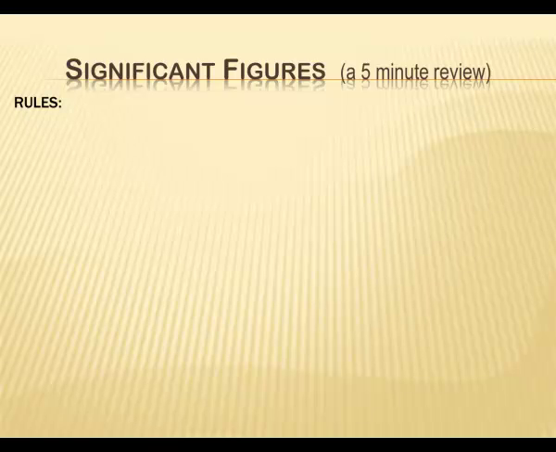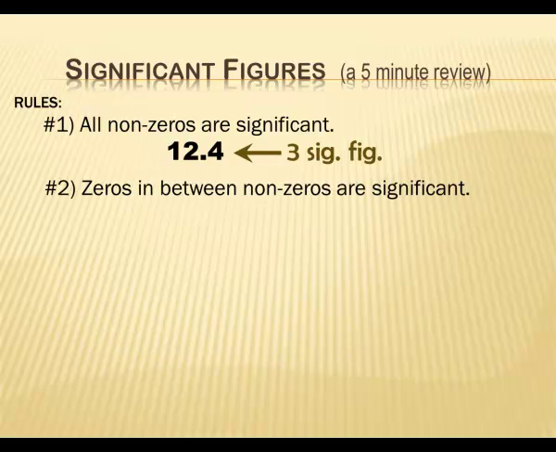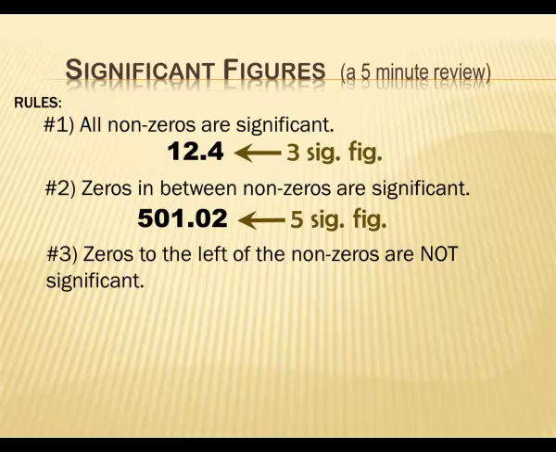The rules for significant figures are as follows. First, all non-zeros are significant. If it's not a zero, it's significant. So for example, in 12.4, all three of those are significant figures. Zeros in between non-zeros are also significant. So the zero between the 5 and the 1 and the zero between the 1 and the 2 are all significant. So 5 sig figs for 501.02. Zeros to the left of non-zeros are not significant. So for example, 0.08 has only one significant figure. It's to the left of the 8, not to the left of the decimal point, that we're talking about here.